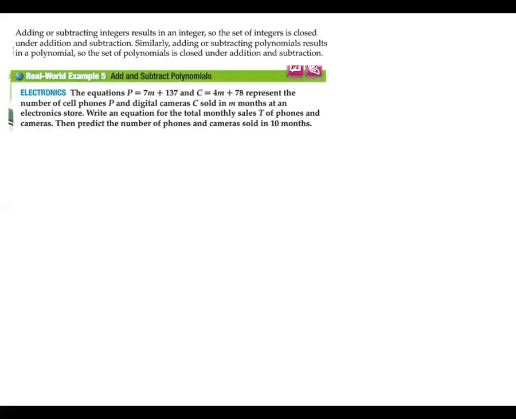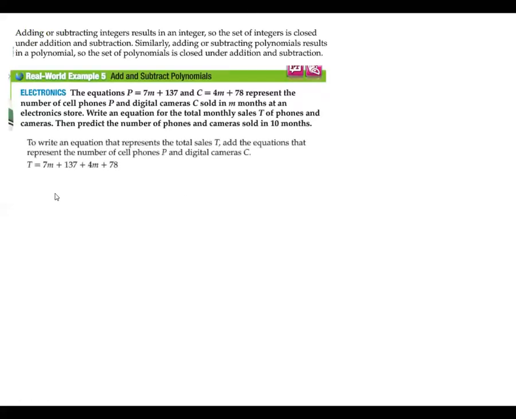subtraction. So the equations P equals 7m plus 137 and C equals 4m plus 78 represent the number of cell phones P and digital cameras C sold in m months at an electronic store. Write an equation for the total monthly sales T of phones and cameras, then predict the number of phones and cameras sold in 10 months.